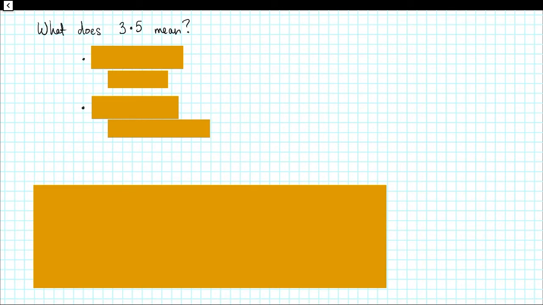So I want you to think about what this means when I write this. By the way, when we write that dot in the middle, this is our standard way of writing multiplication. So this is 3 times 5. I want you to pause the video and think about what 3 times 5 means. See if you can come up with more than one meaning for it too.